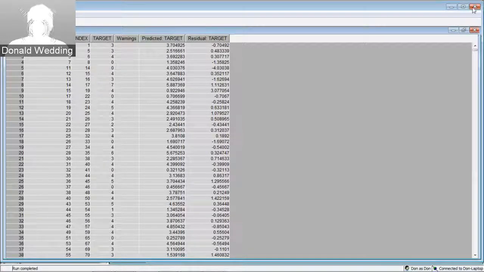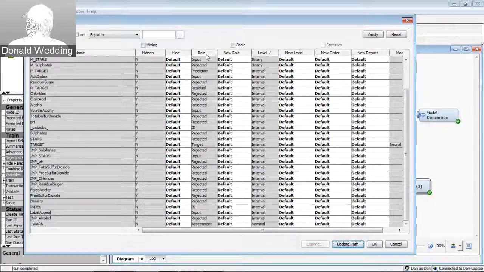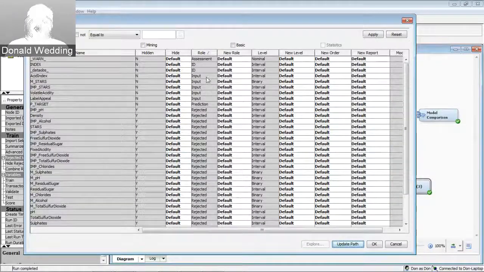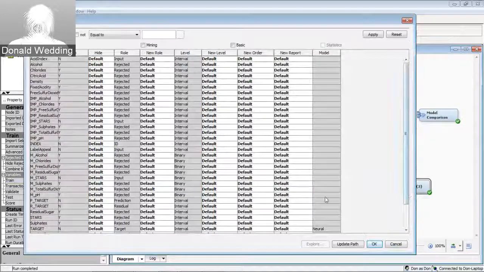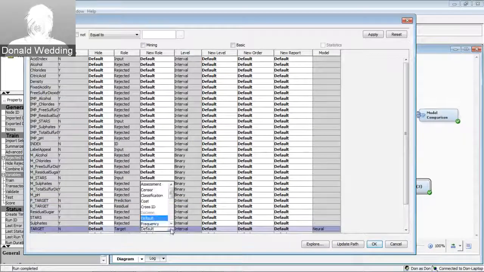Okay. Now what do I do? You can also see that most of the variables have been rejected. He only used these five variables to figure out how many bottles of wine. So what I'm going to do is I've got this metadata node, and the first thing I'm going to do is, this is what I'm predicting, right? So I'm going to change that, and it's going to be my new target. And then my old target, I'm going to reject it.